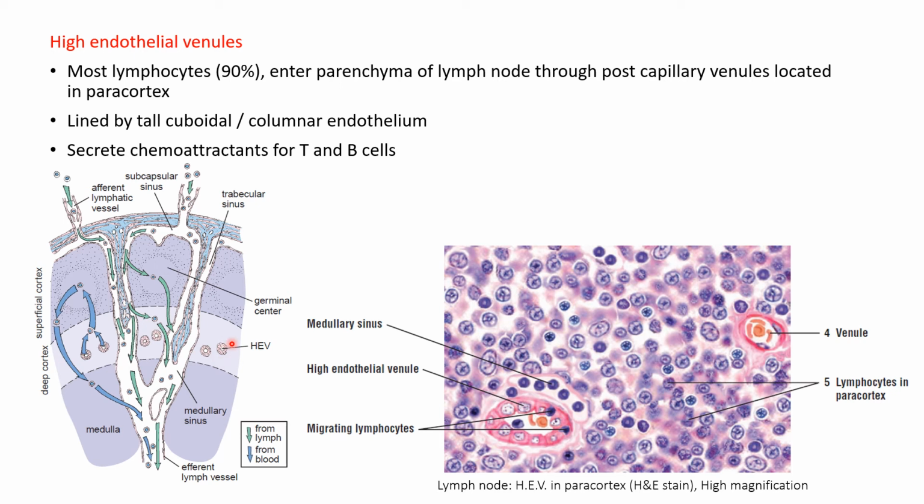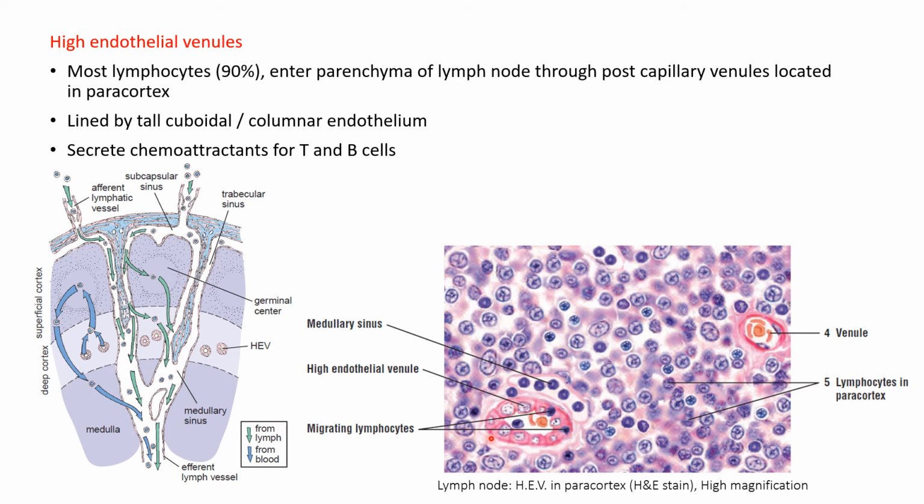In the paracortex, the post-capillary venules that are present do not have the typical endothelium that is seen in venules. These high endothelial venules are lined by tall cuboidal or columnar endothelium. You can appreciate a high endothelial venule in the paracortex in this H&E picture at high magnification, and you can appreciate the rounded nuclei of the tall cuboidal endothelial cells that are lining this high endothelial venule.